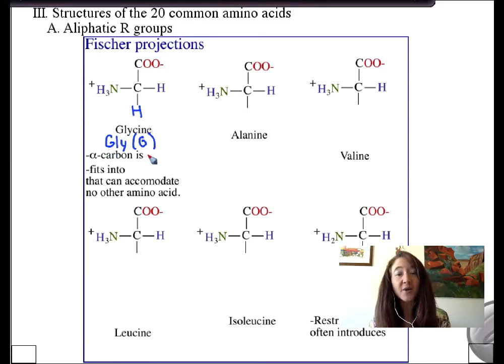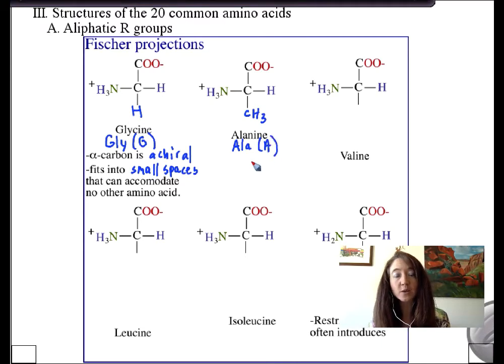Notice too that the alpha carbon in this is achiral. It's not chiral. It's the only amino acid like that. And notice that this fits into small spaces. It is flexy. It can be in tight turns, in tight places. We know people like that who thrive in those tight spaces. So it, in that way, can accommodate, there is no other amino acid that can be accommodated in those really small and tight spaces. Alanine is little too. Alanine has a simple methyl group as its R group. Alanine's 3-letter abbreviation, ALA, is quite straightforward, and its 1-letter abbreviation, equally straightforward, is simply an A.